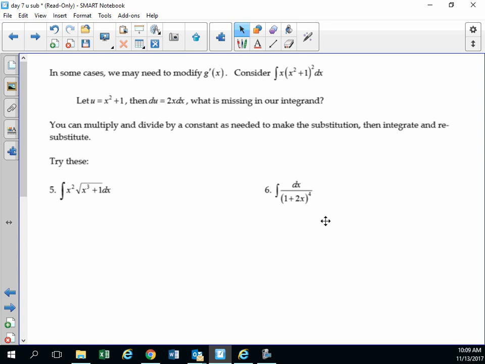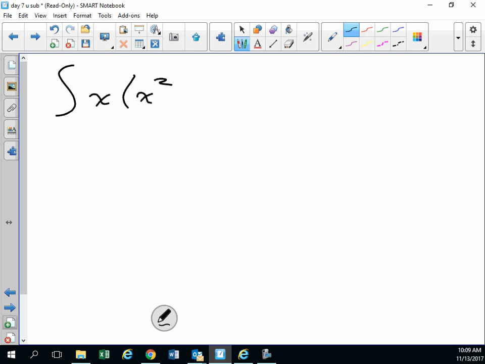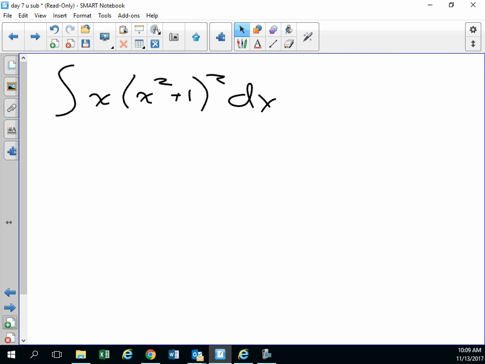So my first example on here says the integration of x times x squared plus 1 quantity squared dx. I think that's what that says, yes? Consider this example. It's the very first example in the words. Okay? Here's my question. Miles, what are you going to say let u equal?